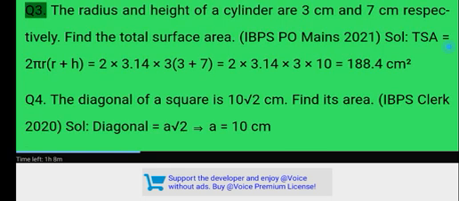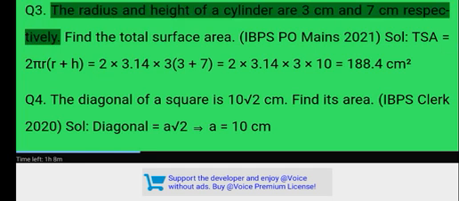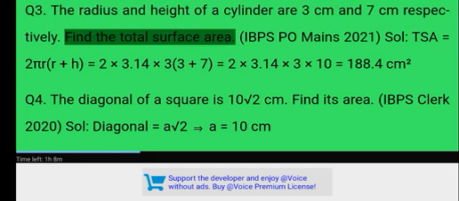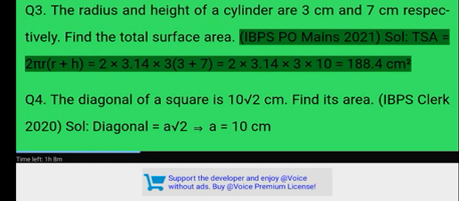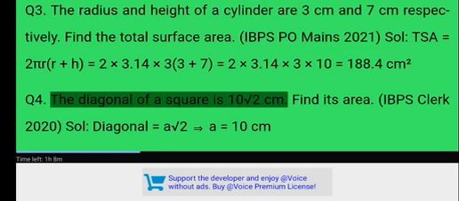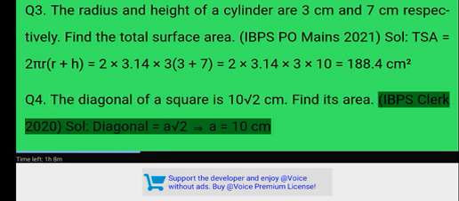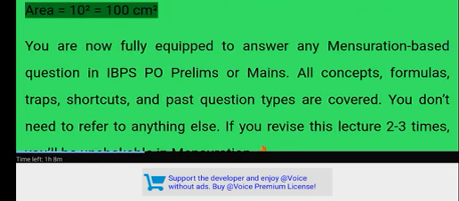Q3. The radius and height of a cylinder are 3 centimeters and 7 centimeters respectively. Find the total surface area. IBPS PO Mains 2021. Solution: TSA equals 2 pi r(r plus h) equals 2 times 3.14 times 3 times (3 plus 7) equals 2 times 3.14 times 3 times 10 equals 188.4 square centimeters. Q4. The diagonal of a square is 10 root 2 centimeters. Find its area. IBPS Clerk 2020. Solution: diagonal equals a root 2, so a equals 10 centimeters. Area equals 10 squared equals 100 square centimeters.